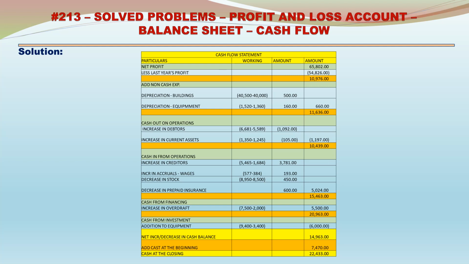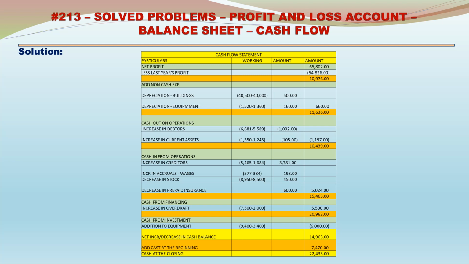Cash out in operations. Increase in debtors 6,681 minus 5,589, 1,092. Increase in current assets 1,350 minus 1,245, minus 105. Total minus 1,197. Net 10,439.